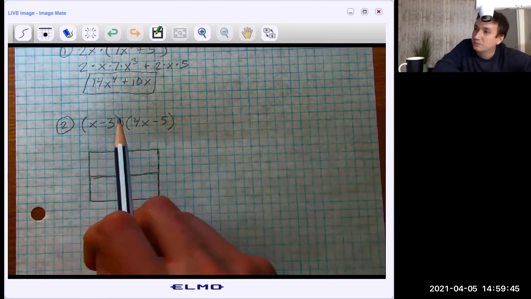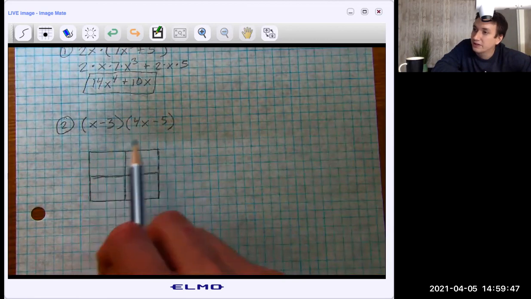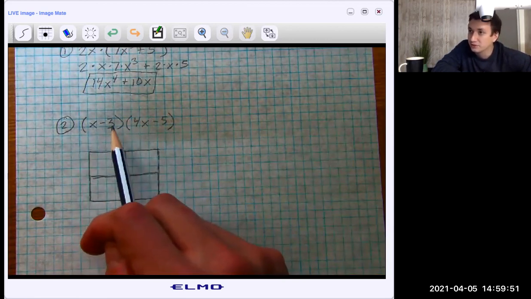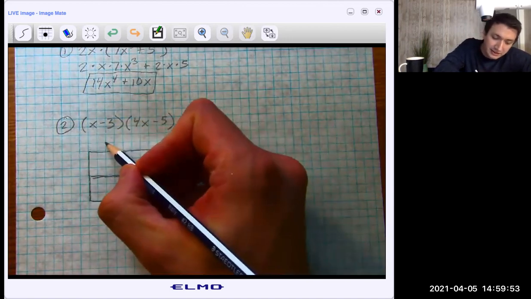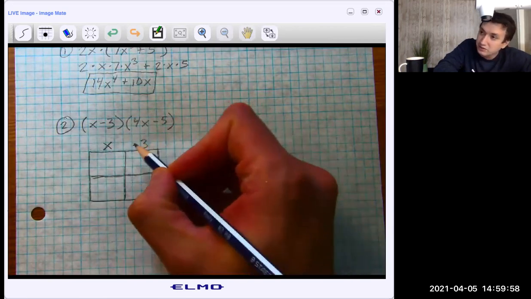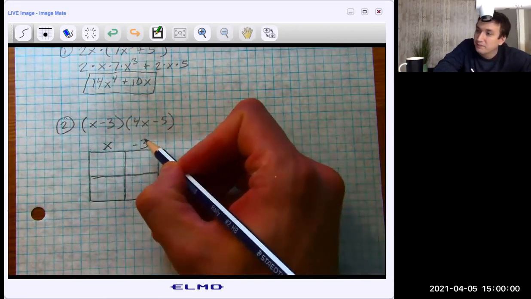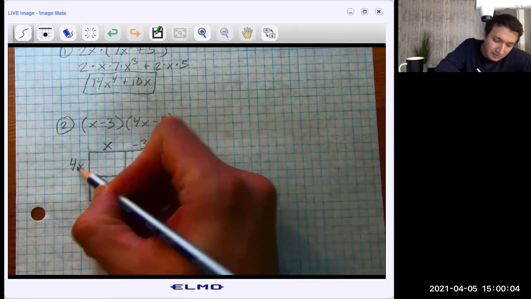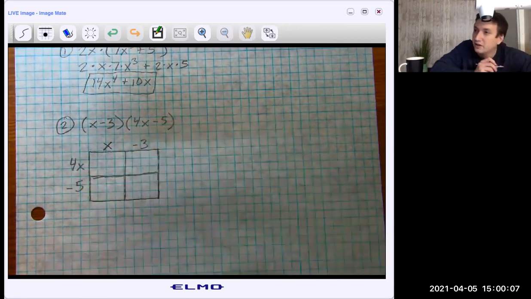And I'm going to split my polynomials along the outside. So it doesn't matter which one you put where first. I'm just going to put this first one up at the top, and I'm going to split it like this. I'm going to put my x here, and then I'm going to put minus 3 over here. Notice the minus stays with the 3. And then I'm going to write this other one down the side, 4x, and the minus stays with the 5.